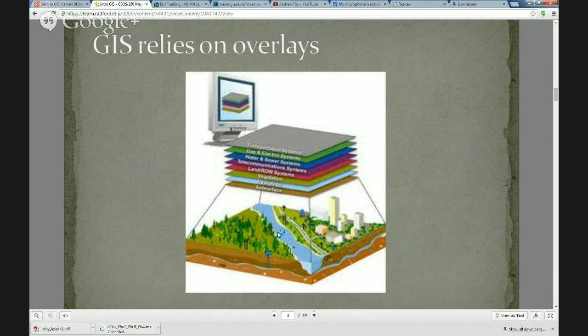This is not something that you could do with the traditional map, because when you put one map on top of the other, you can't see what's underneath. With the GIS, you can. You can turn different layers on and off. You can organize them in different ways, and this gives us a lot more analysis power.